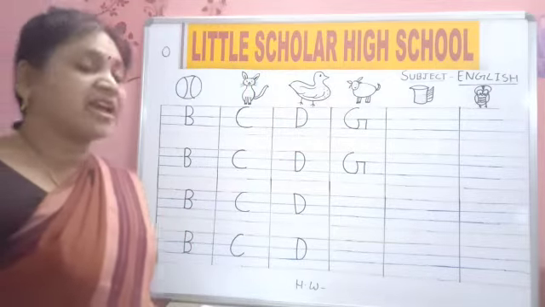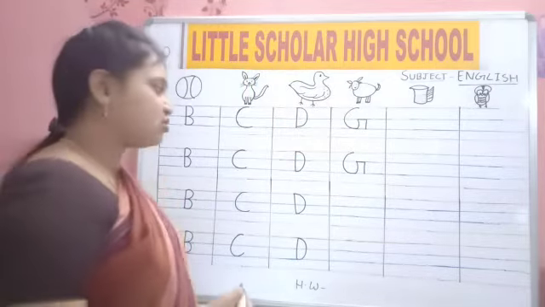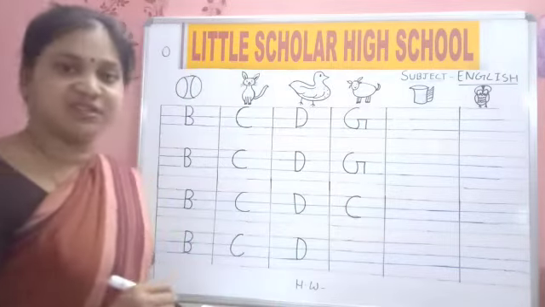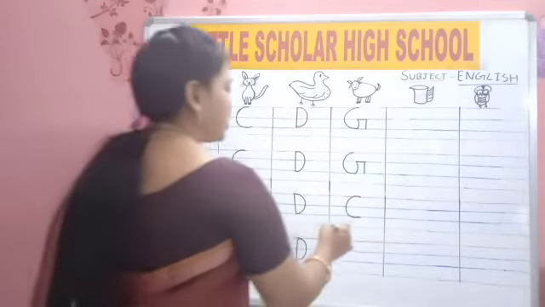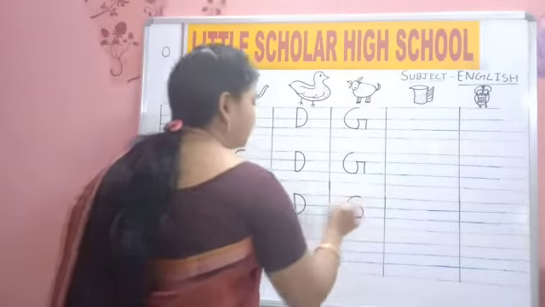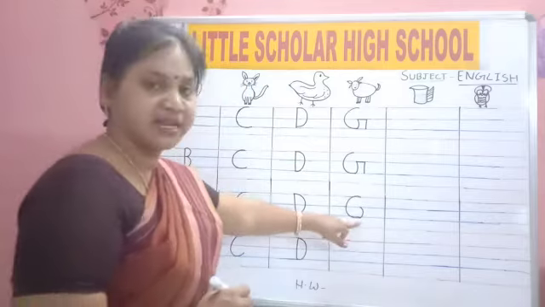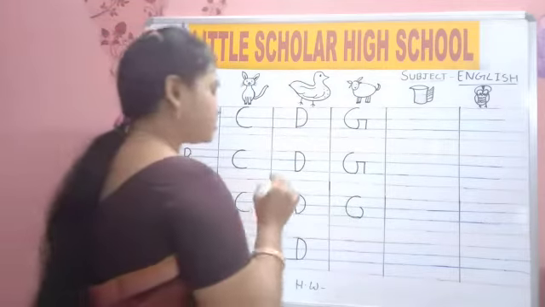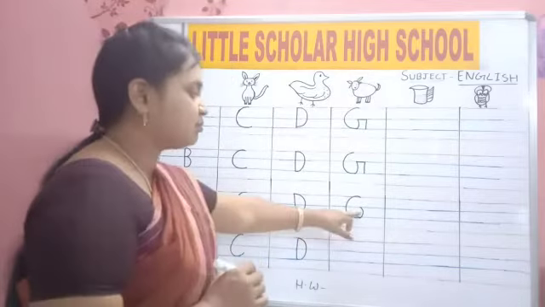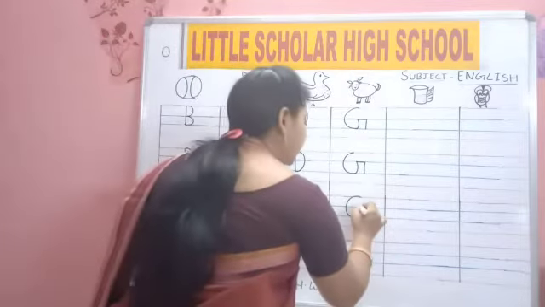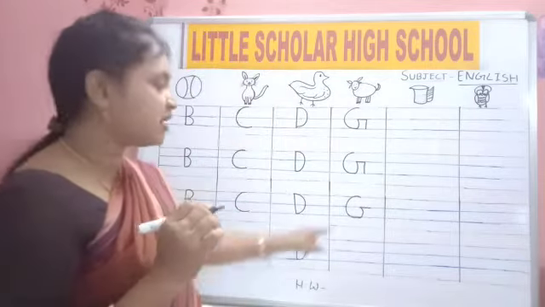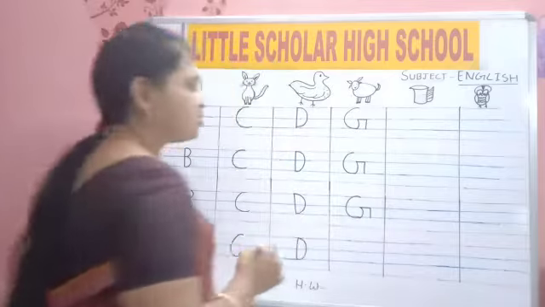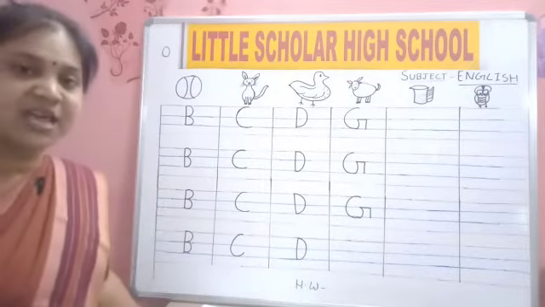What is this? Capital G. Once again, shall I show? See the board. One big C. Capital C you will write first. Then curve line you will go up like this. Touch the first blue line. On the blue line you will write one sleeping line. Then one standing line, small standing line. What is this? Capital G.